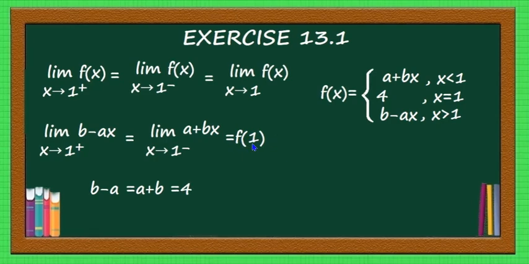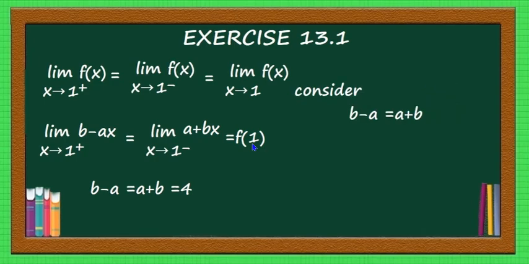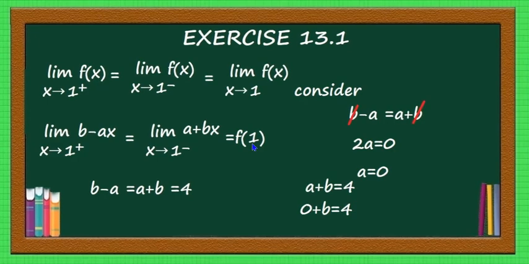Now we have these two equations and you have to solve them to find the values of a and b. You can write b minus a is equal to 4 and a plus b is equal to 4. So b minus a is equal to a plus b, and now b gets cancelled, and if you bring a to the right side you will have 2a equal to 0, and a equal to 0. Substitute the value of a in one of the equations. We have a plus b equal to 4, a equal to 0, so 0 plus b is equal to 4, b is equal to 4. Thus a equals 0 and b equals 4.